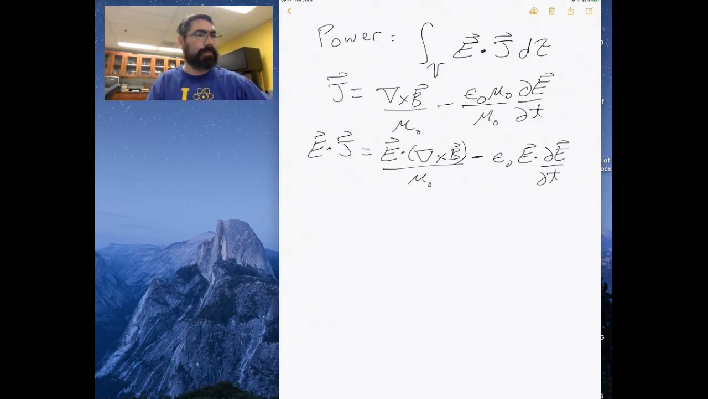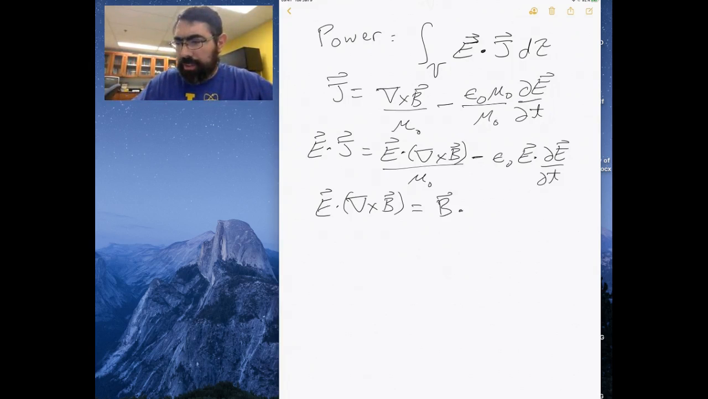Okay, so let's do some vector identities. If we look at the first one, this electric field dotted into the curl of the magnetic field, I can rewrite as the B field dotted into the curl of the electric field minus the electric field dotted into the curl of the B field.